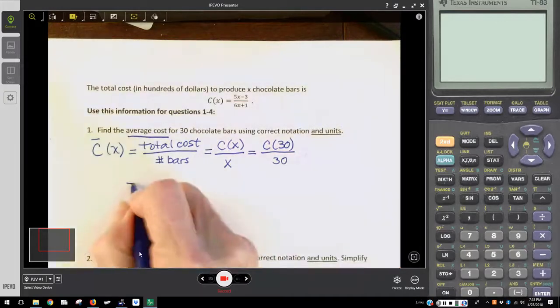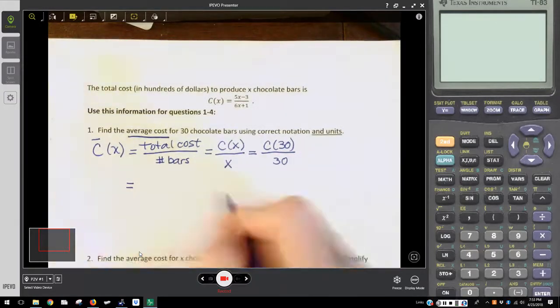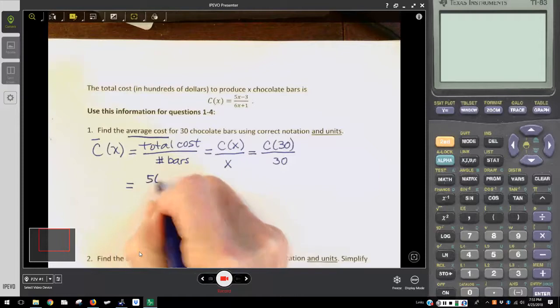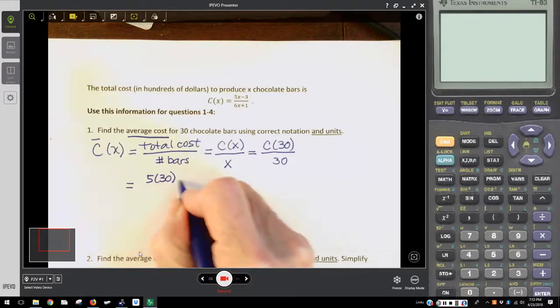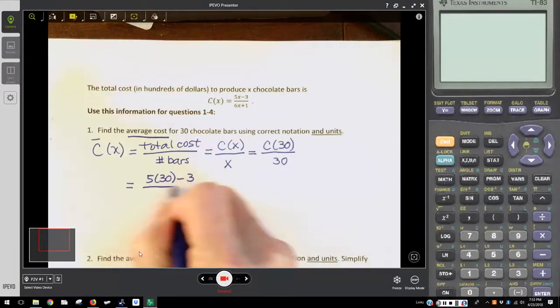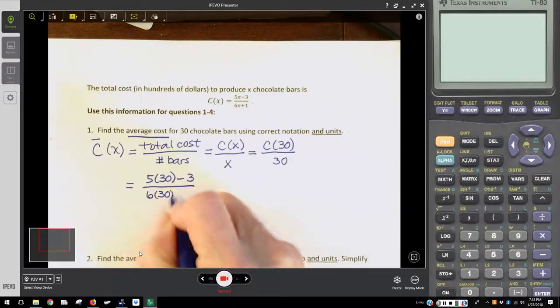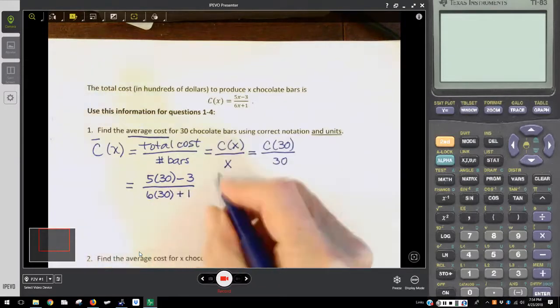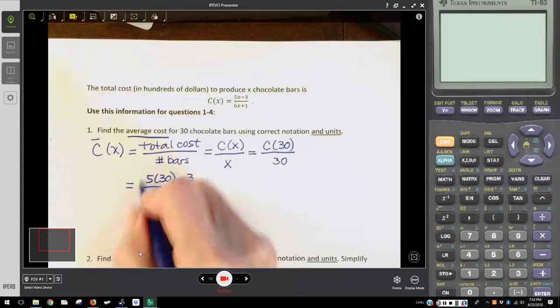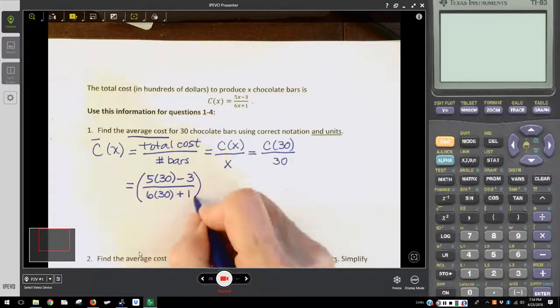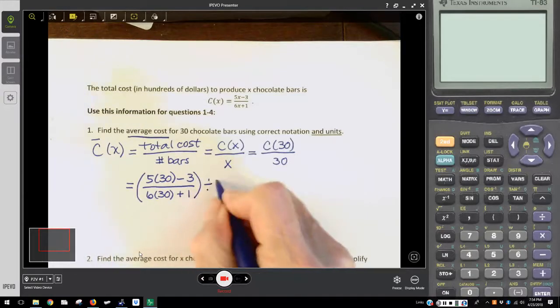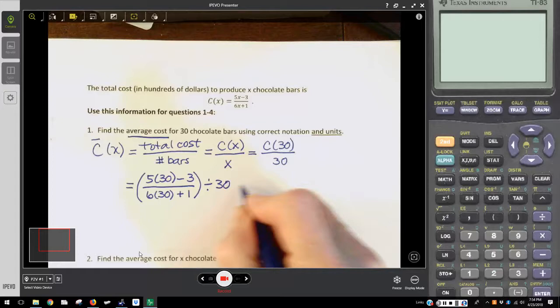So that's going to be 5 times 30 minus 3 divided by 6 times 30 plus 1. And then that entire quantity is going to be divided by 30 to get the cost per bar.